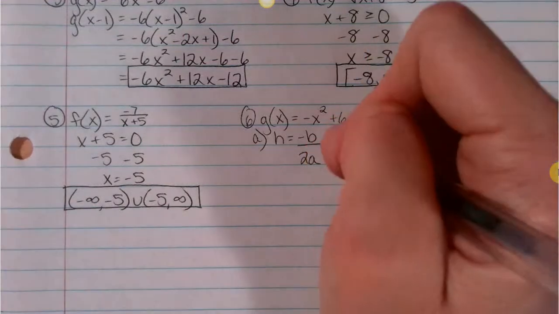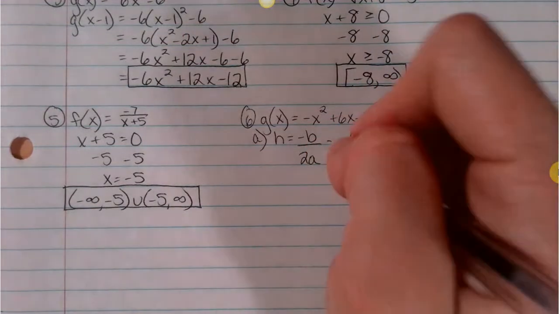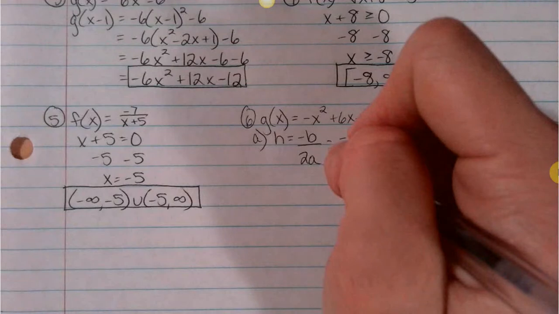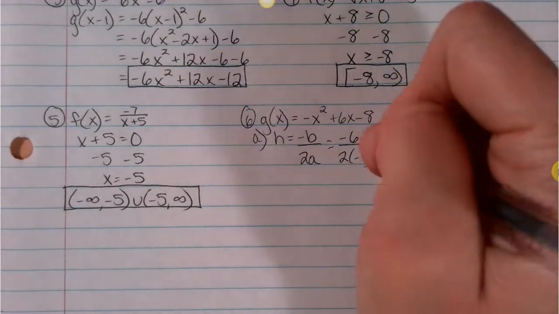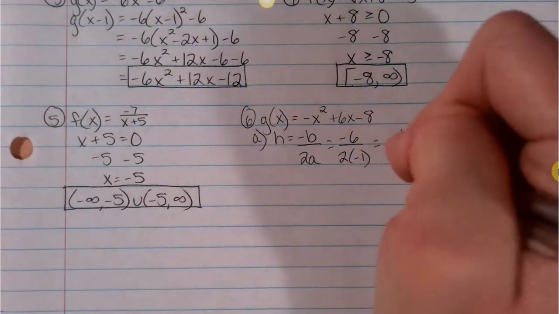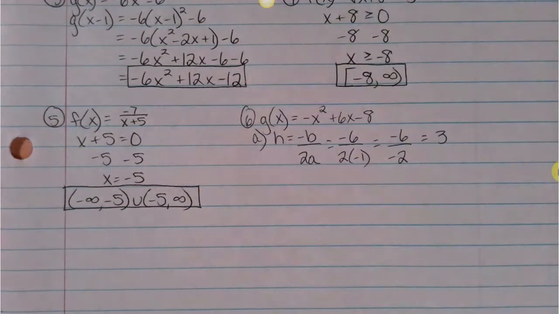So b for this function is 6, so we'll have negative 6 in the numerator, over 2 times a, which is negative 1. And then this is going to simplify to negative 6 over negative 2, which is the same as positive 3. So that gives us the x-coordinate of our vertex.